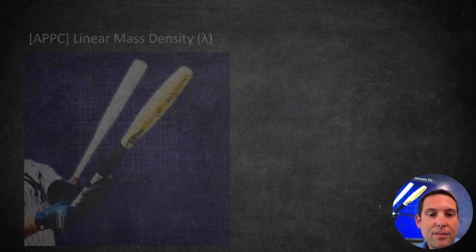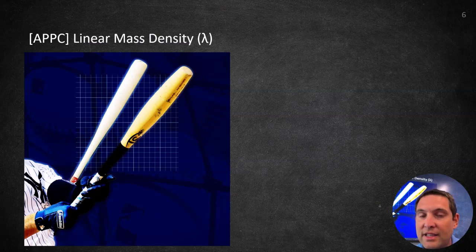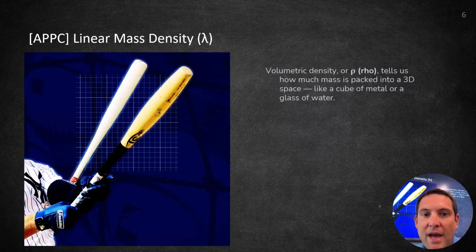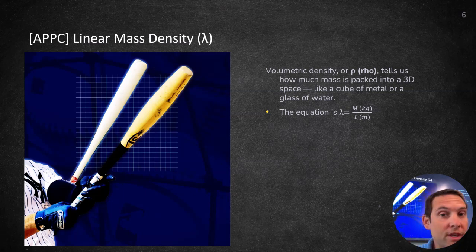Next up, we have linear mass density. This is for students in AP Physics C. In AP Physics 1, we're not going to have to deal with this, but it's kind of useful to know just for real-world understanding. Linear mass density tells us how much mass is packed along a line. Imagine a long, thin rope or a string. Instead of measuring its volume, we're asked how much mass per meter of length. Our equation is the Greek letter lambda equals mass divided by length, mass per unit length.